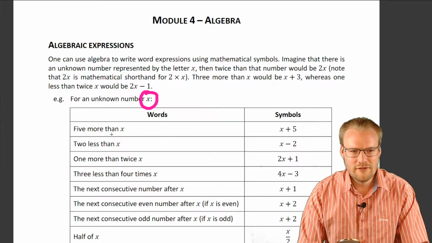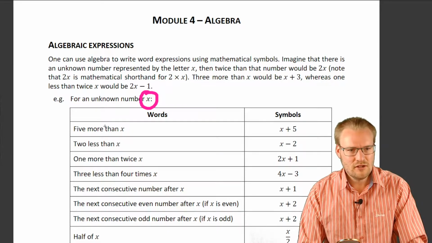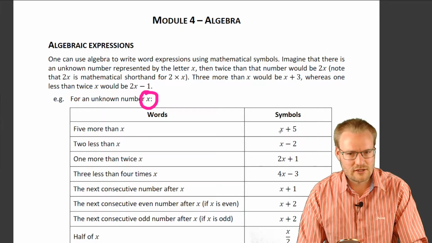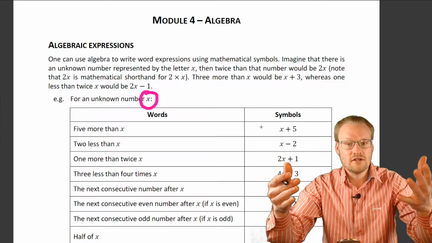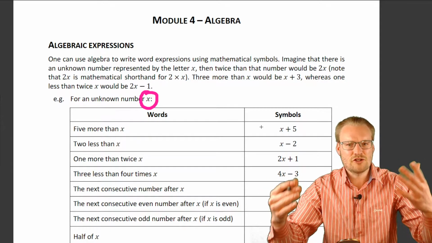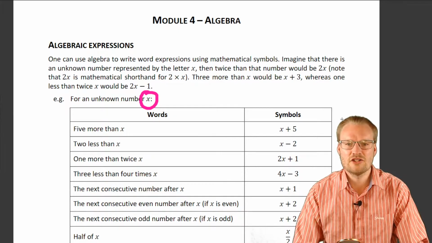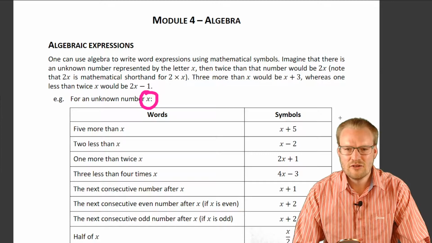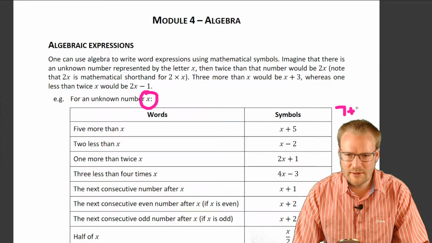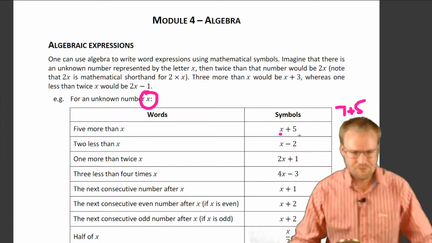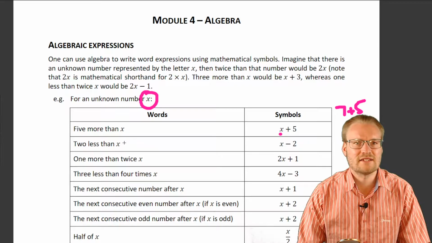Okay, so 5 more than x. So if x is our starting point and we want 5 more than it, then sometimes what's quite useful is to think about it in terms of a number you already know. So let's say I asked you, what's 5 more than 7? Well, how would you get there? You would go, well, I'd take my 7 and I'd add 5. So in other words, you're taking whatever your starting number is and you're adding 5.